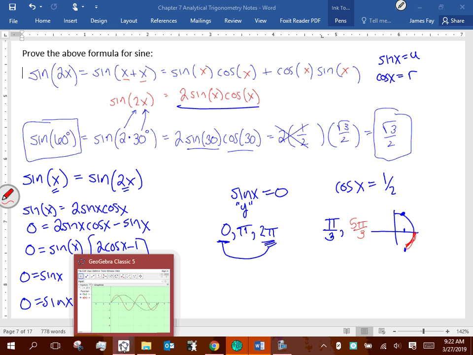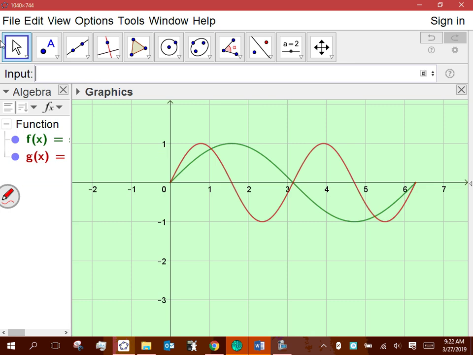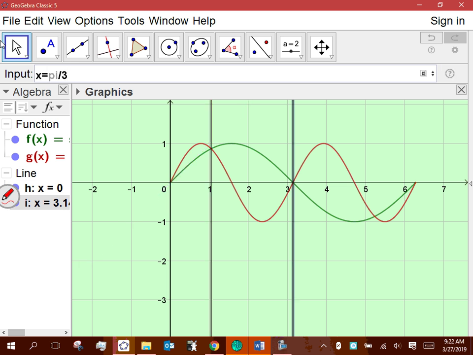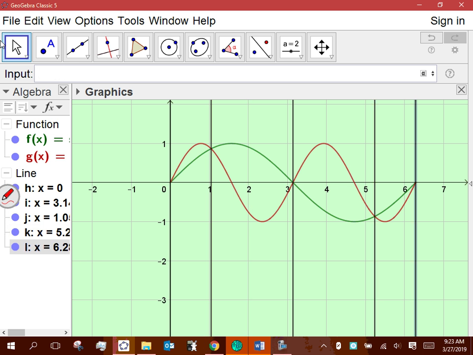If I were to come back to this graph, we said one answer was x equals 0. Would you agree on that line, those 2 graphs intersect? We said one answer was x equals pi. Do those graphs intersect at pi? We said x equals pi over 3. Do those things intersect at pi over 3? And x equals 5 pi over 3. Do those intersect there? And 2 pi is the repeat of 0.